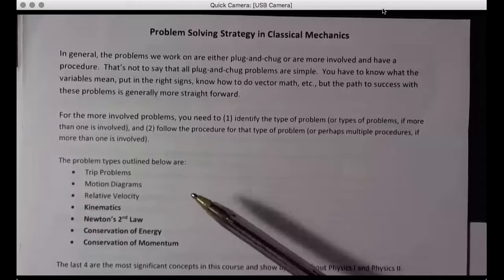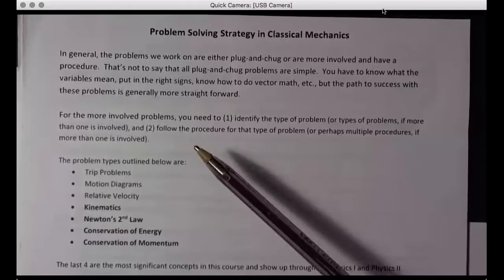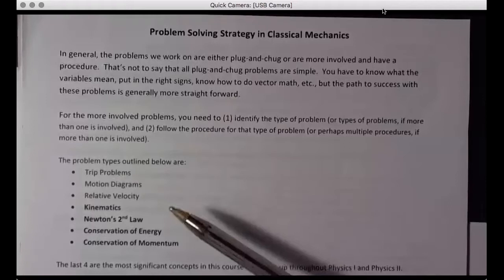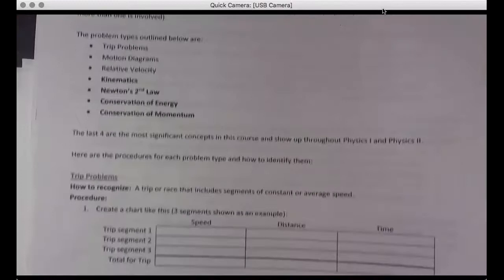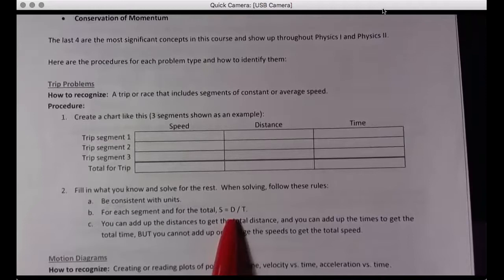Down near the bottom, there's a list of about 3 files. This is one of them. I'll be showing you the other two. There's a few definition type problems. There's a few problems that have specific ways of solving them. So trip problems, for example, you're going to solve by using the speed is equal to the distance over time. You use this. You're probably going to use it several times.